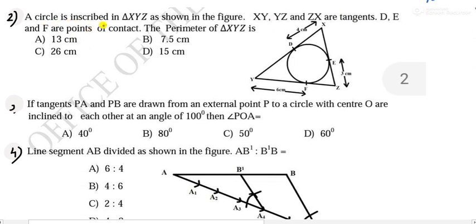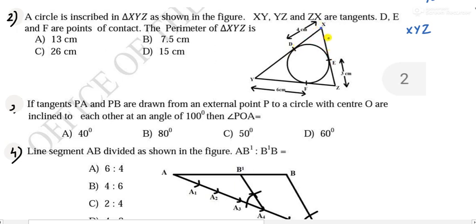A circle is inscribed in triangle XYZ as shown in the figure. XY, YZ and ZX are the tangents. D, E and F are the points of contact. The perimeter of XYZ is? So once again it is related to the circle only. You all know, if this is the point, XD and XE are what? Tangents from the same point.